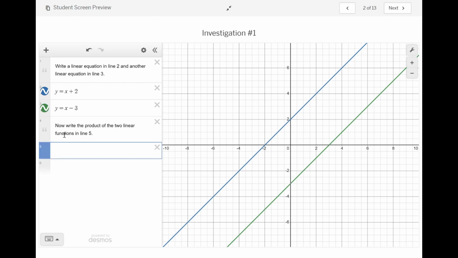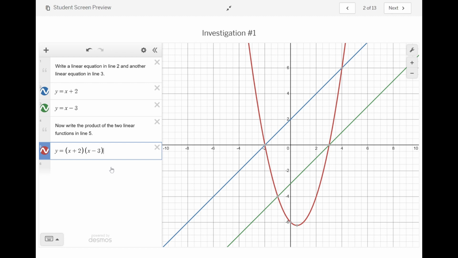Alright, now it says write the product of the two linear functions in line 5. It's talking about in this line, writing it like in the code here. So we're going to write the product of the linear functions. What it's asking is, here's my blue function, it was x plus 2. And then here's my green function, it was x minus 3. Notice that when you multiply two linear functions together, this is my red graph, this gave me a quadratic function. Okay, pretty cool. So a linear function times a linear function gives me a quadratic.